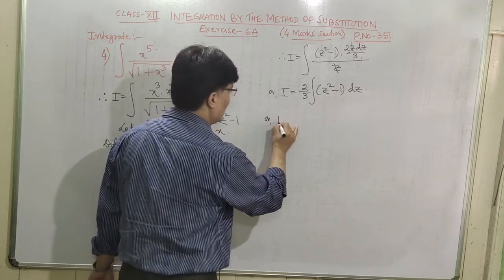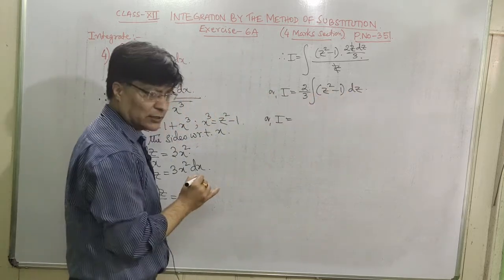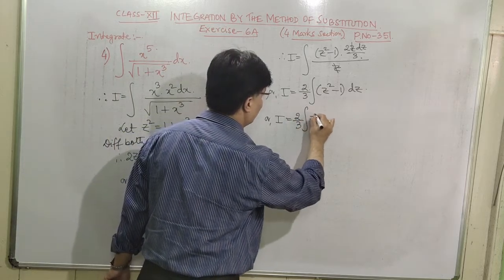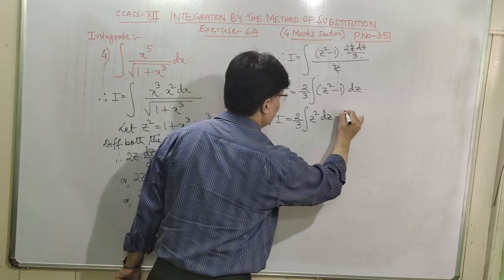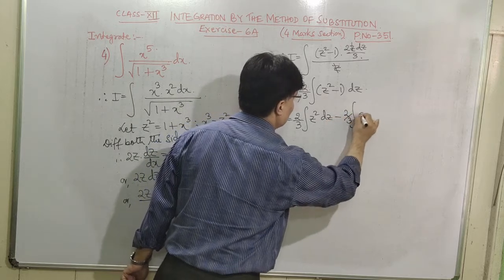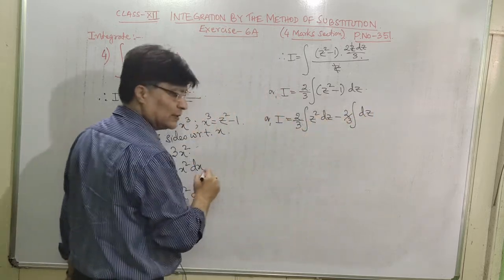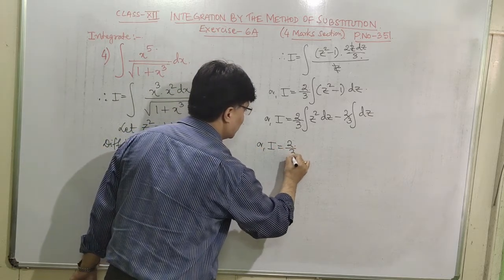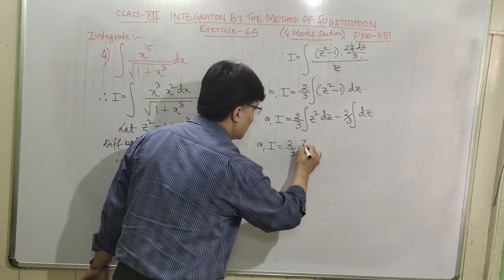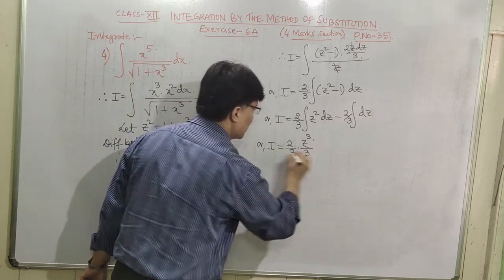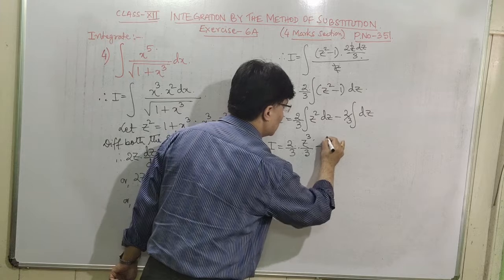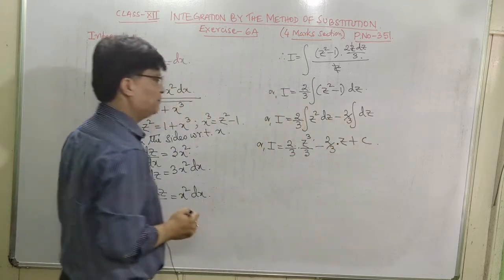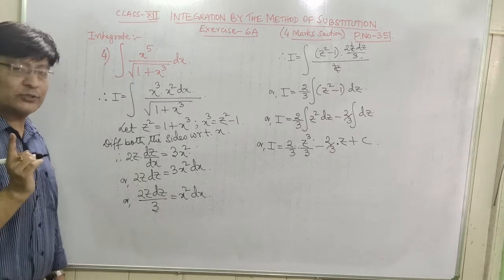Okay, so now you can separate the terms. So it is 2 by 3 integration of z square dz minus 2 by 3 integration of dz. Or I is equal to 2 by 3, what is integration of z square? You know that this is z cube by 3, you know the formula, minus 2 by 3 into z plus c. So I think you have understood it.